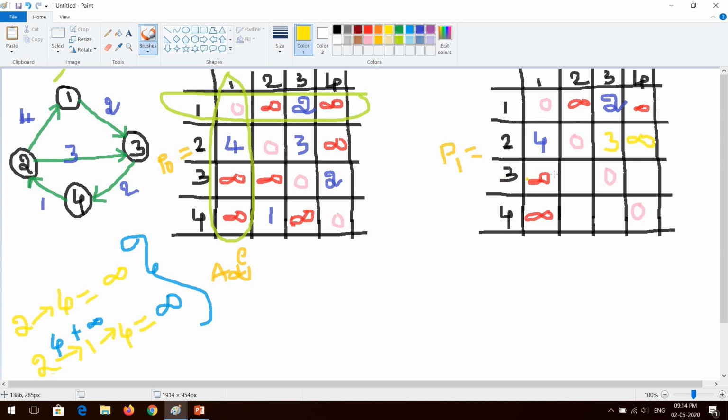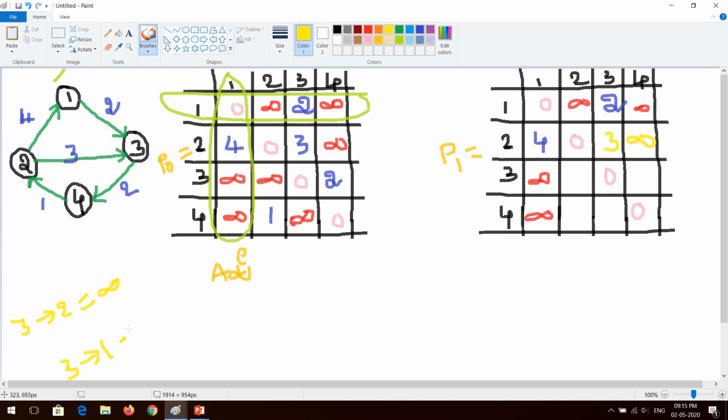Next one, 3 to 2. Actually 3 to 2 is of cost infinite, right? So I'm noting it down. If I want to traverse from 3 to 2, I have a cost infinite, means there is no direct path. I'm unable to traverse from 3 to 2. So let us try with intermediate 1, 3 to 1, 1 to 2. What is the cost? Try to find it out.